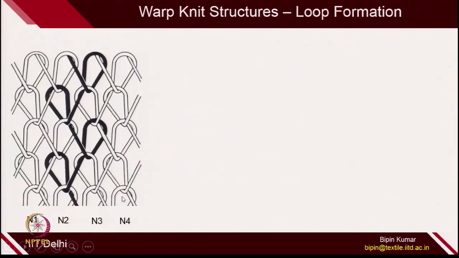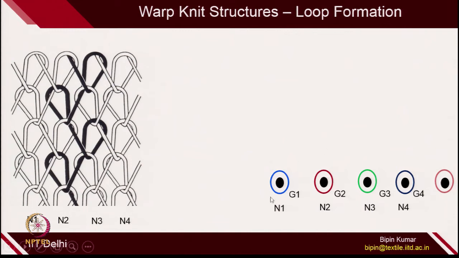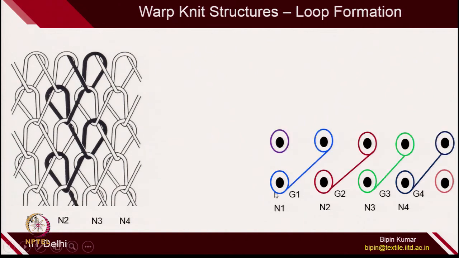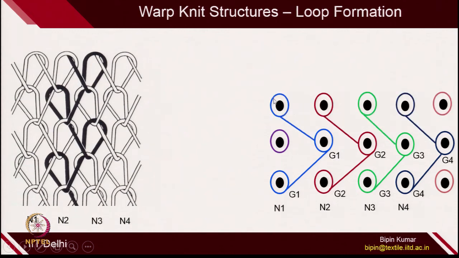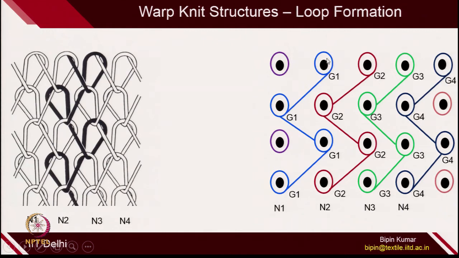Another important thing which I already mentioned in the last class: when you are following all the guide bars, you will realize that in the first course, each individual guide will be giving yarn for the loop formation to each individual needle. But in the second course, the needles will be receiving yarn from different guides. In the first course, G1 is giving yarn to N1 needle, and in the second course, the same guide is giving yarn to N2 needle. Similarly, in the third course, G1 will be giving yarn to N1 needle, and in the fourth course, again it will be giving yarn to N2 needle.